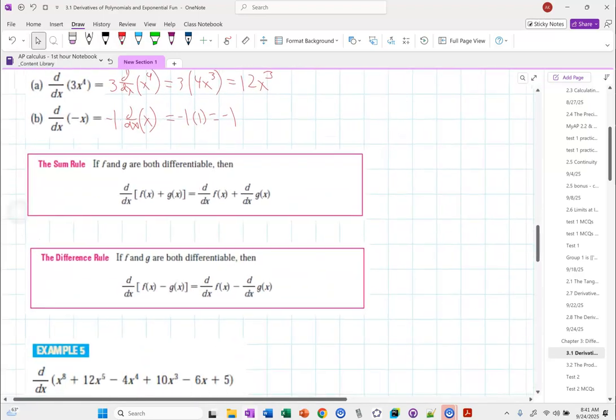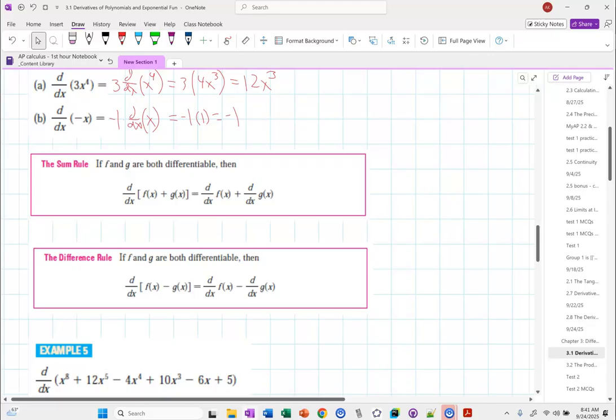The sum and difference rule. The derivative operation can distribute across addition and subtraction. So if I have a polynomial, like x squared plus x plus 1, I should take the derivative of each term individually, and just add them all together at the end. Woo! Yeah!